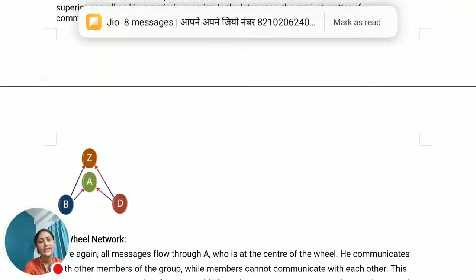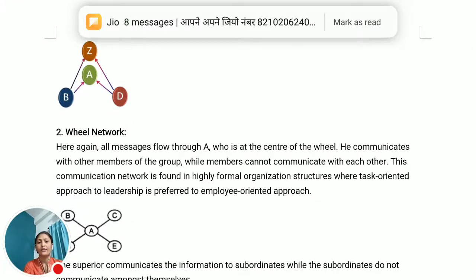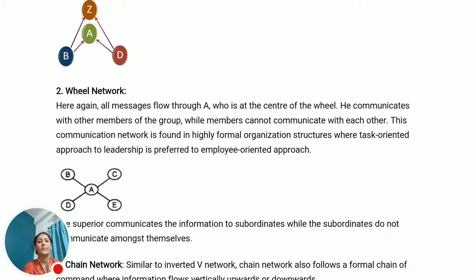The next one is the wheel network. You can go for the diagrams. Actually the main purpose is the diagram. So here the diagram has center A in the middle and all around are B, C, D and E.